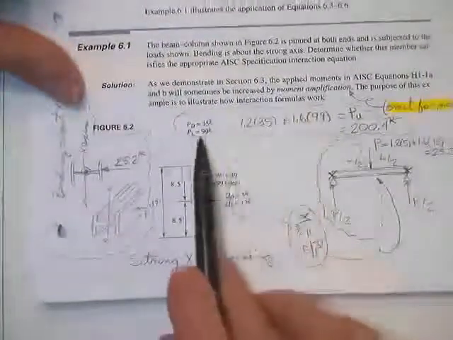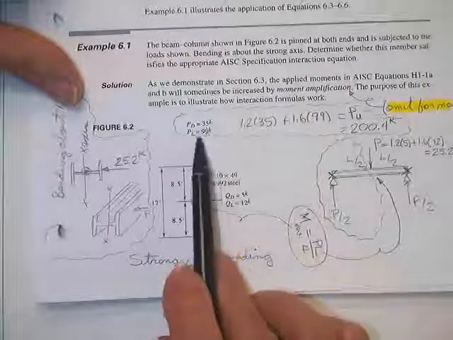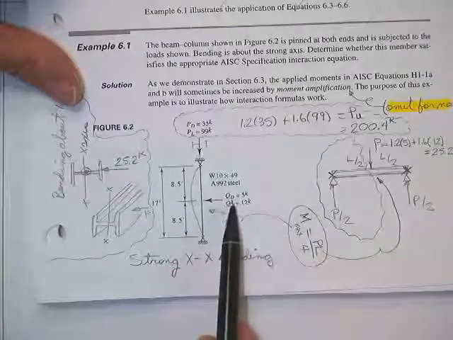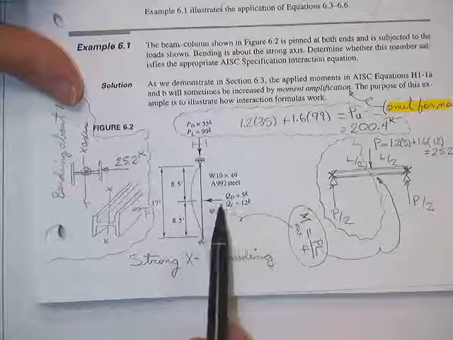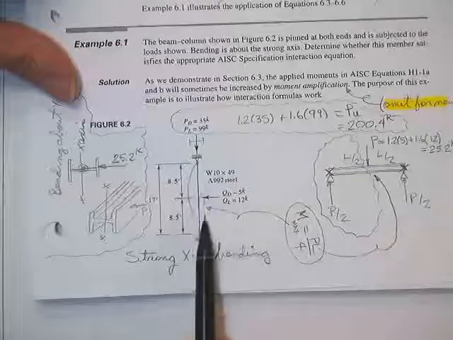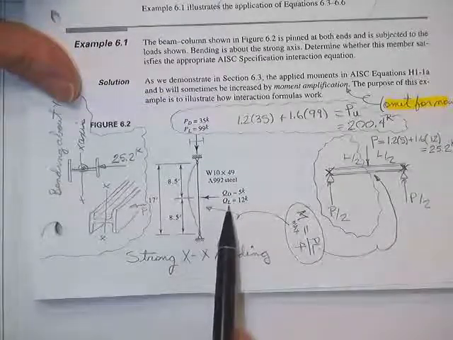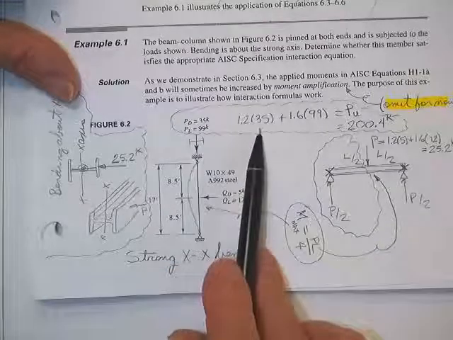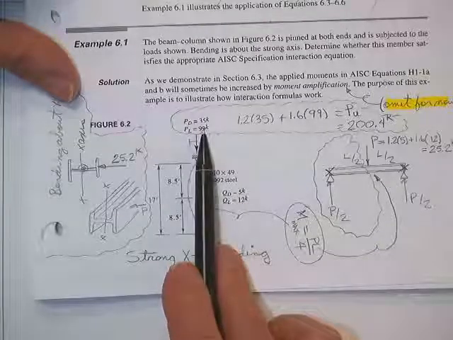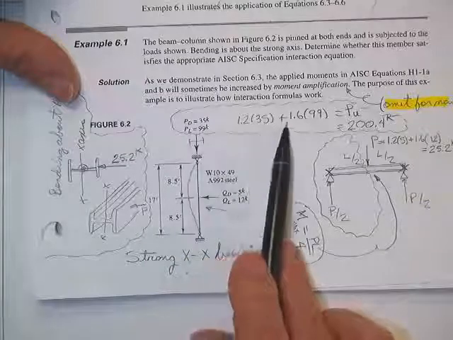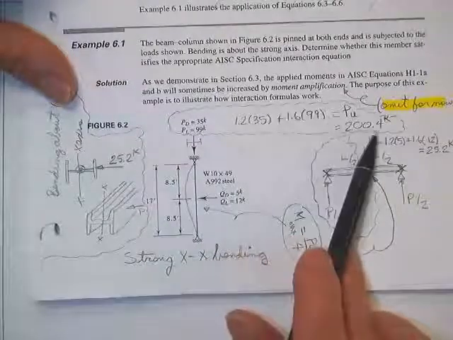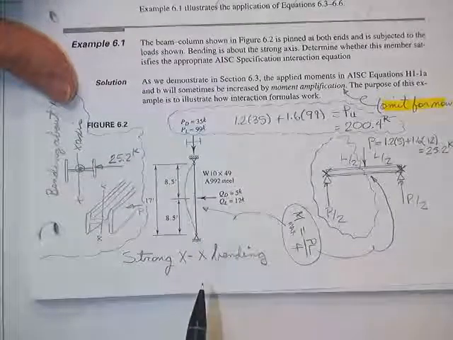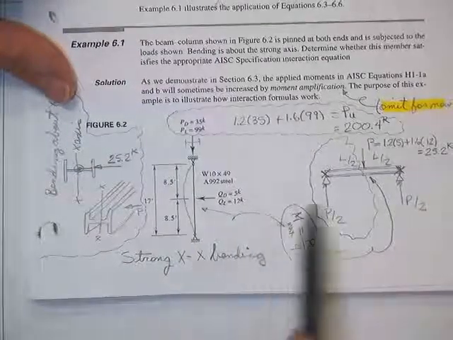We're given all of the loads: dead service 35, live service 99 axial, dead service 5, concentrated load on a simply supported beam, dead service. All these still need to be factored. Here's the factor for these two axial loads: 1.2 dead plus 1.6 live gives us 200.4. That's what you should be showing on your column.